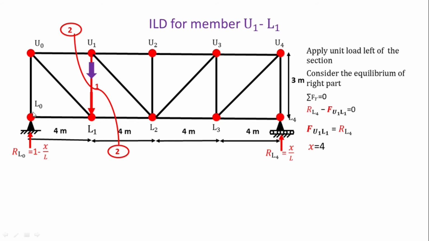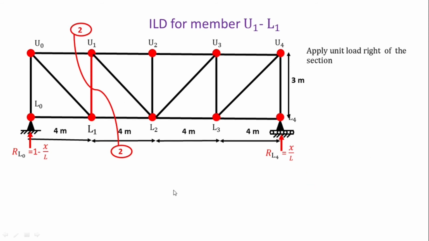Now here x is equal to 4. So x equal to 4, what is the value of RL4? That is equal to 4 by 16. So RL4 is equal to 0.25. Now put this value into our equation. So FU1L1 is equal to 0.25. Now this value is positive. It means what we assumed, the sign of tension, is correct. So when the load is at the L1, this member is subjected to tension, and that ordinate is 0.25.